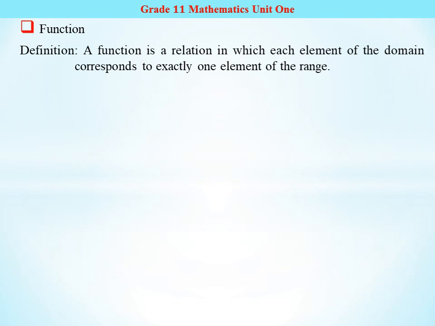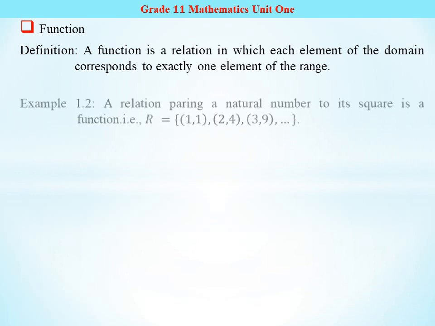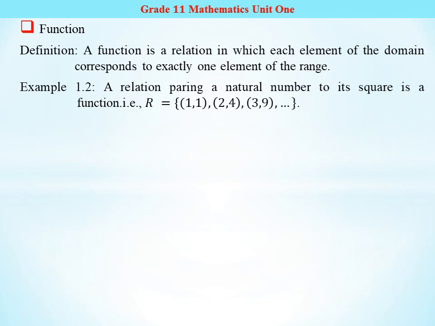አንድ ሪሌሽን ፋንክሽን ለመባል እያንዳንዱ የዶሜን ኤሌመንት ኤግዛክትሊ አንድ ኢሜጅ ሊኖረው ይገባል። ስለዚህ ሁሉም ሪሌሽኖች ፋንክሽን መሆን አይችሉም፣ ነገር ግን ሁሉም ፋንክሽኖች ሪሌሽን መሆን ይችላሉ። For example, relation pairing a natural number to its square is a function, that is R, which is equal to set contain order pair 1, 1, 2, 4, 3, 9.